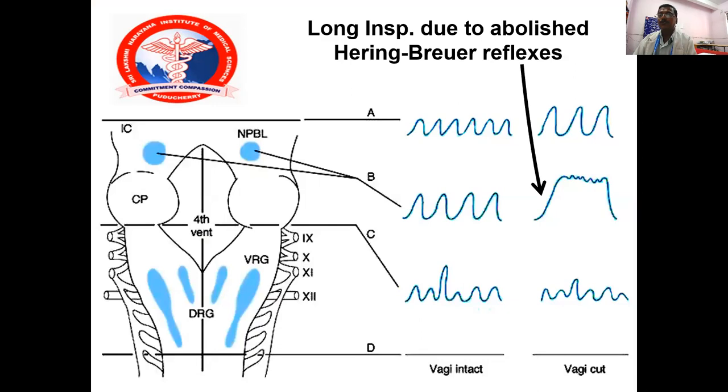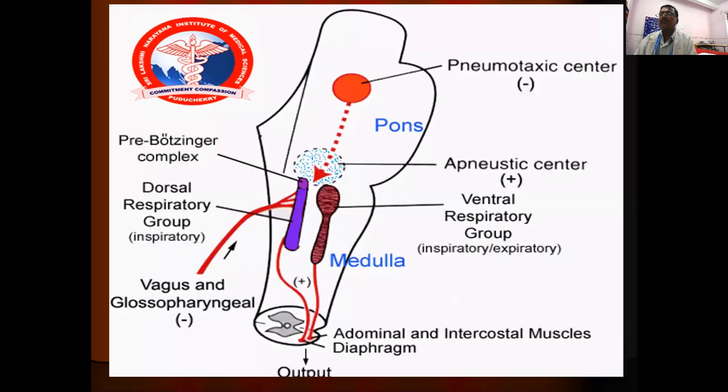So the left side picture shows again the centers of respiration, known as VRG, the ventral respiratory group, and DRG, the dorsal respiratory group. The VRG is located ventrally in the medulla and the dorsal group is located dorsally in the medulla. And this is the clear picture of the respiratory centers.